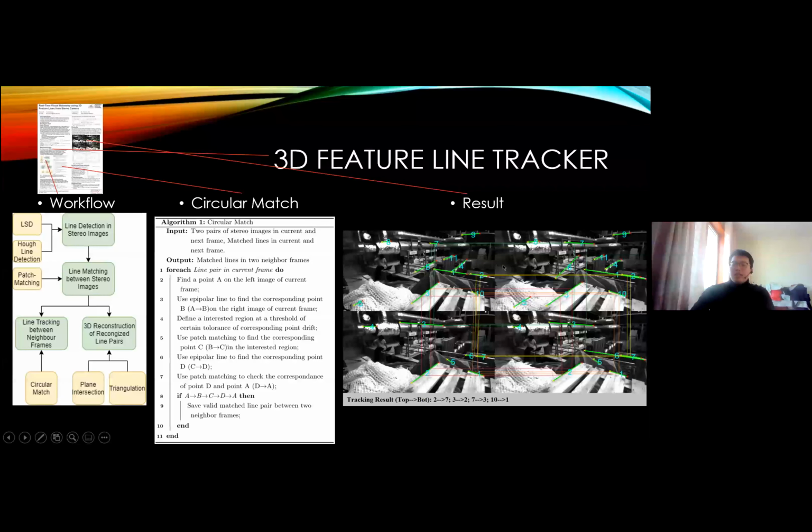As a result, you can see that light number 2 in the top image is matching to number 7 here, and then 3 matches to 2, and then 7 matches to 3, and 10 matches to 1.